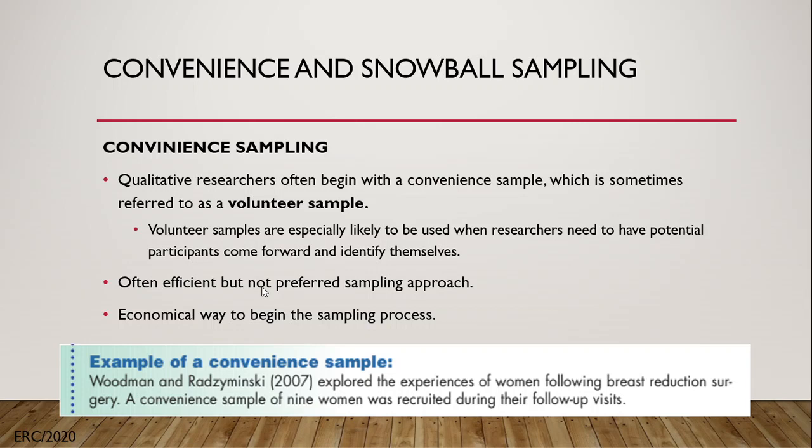Okay, the key aim in qualitative studies is to extract the greatest possible information from the small number of informants in the sample, and a convenient sample may not provide the most information-rich sources. Okay, an example of a convenient sample under qualitative: Woodman and Radziminski in 2007 explored the experiences of women following breast reduction surgery. A convenient sample of 9 women was recruited during their follow-up visits.